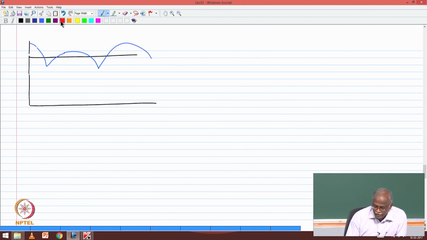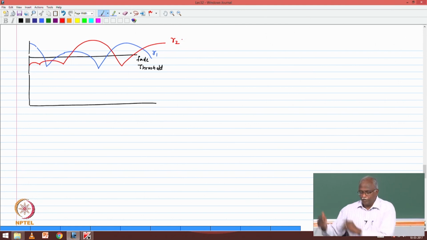The second antenna has the following pattern. Okay, so this is the fade threshold. The blue lines are gamma 1. This is gamma 2. That means the SNR of antenna 1 and antenna 2.